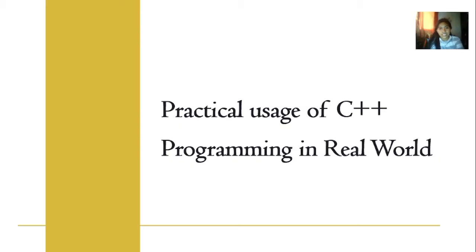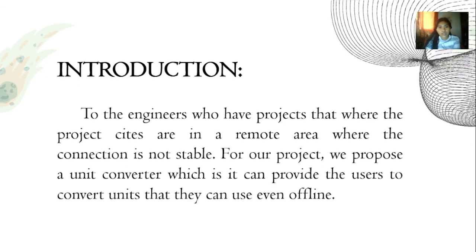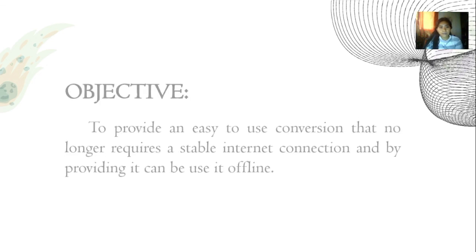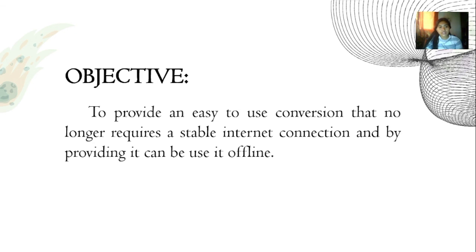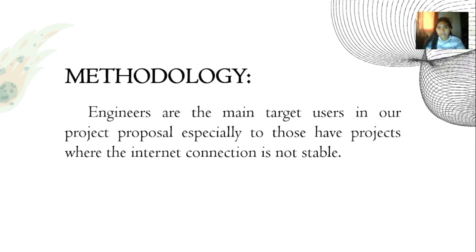Practical usage of C++ programming in the real world. For the engineers who have projects where the project sites are in a remote area where the connection is not stable, we propose a unit converter that can allow users to convert units even offline. Our project proposal's objective is to provide an easy-to-use conversion that no longer requires a stable internet connection, and by providing it, it can be used offline. Engineers are the main target users in our project proposal, especially for those sub-projects where the internet connection is not stable.